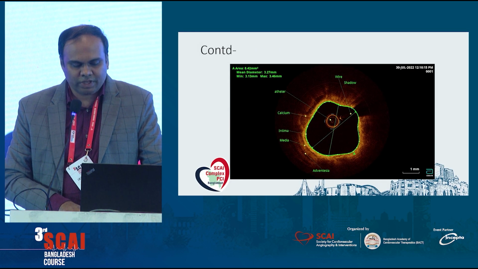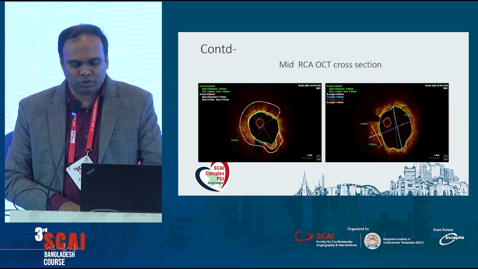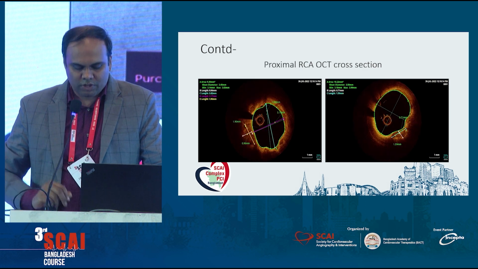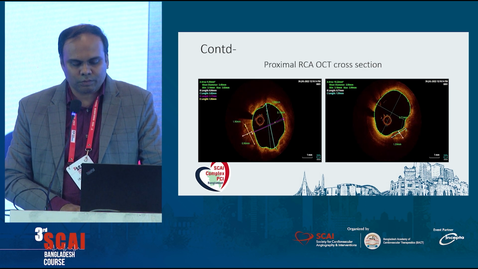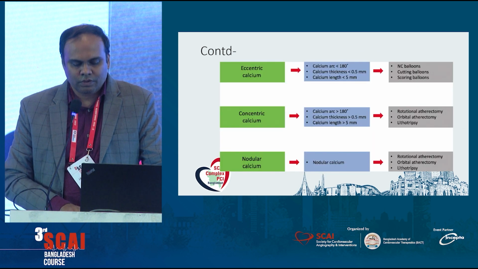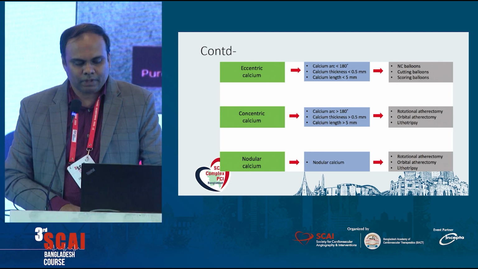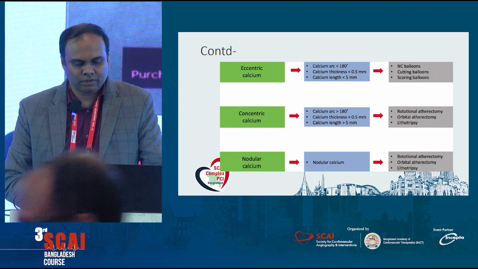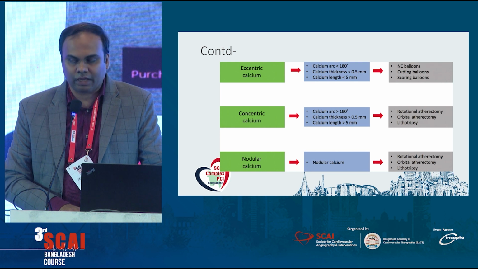In our case, we can see there are some calcium nodules, eccentric calcium, nodular calcium, and more than 270 degrees of calcium. So we went for rotablation at 1.5 bar from the proximal to mid part, then pre-dilated the lesion with a 2 by 12 millimeter balloon, then 2.5 and 3 millimeter NC balloons in the proximal part, and also used scoring balloons, and stented the vessel. Post-dilation was done with a 3.5 by 12 millimeter NC balloon.